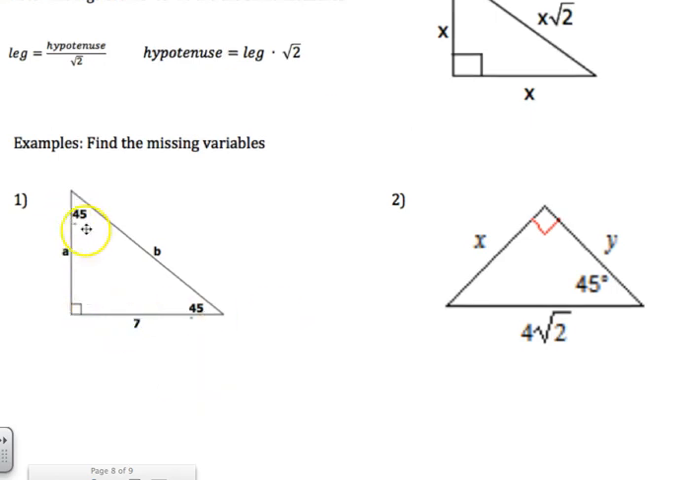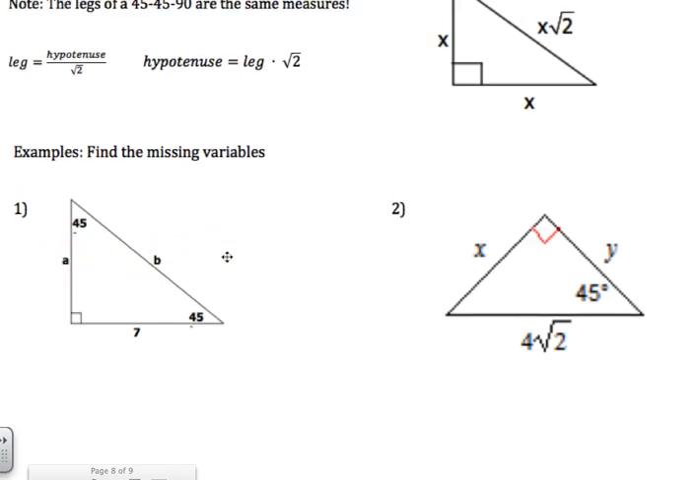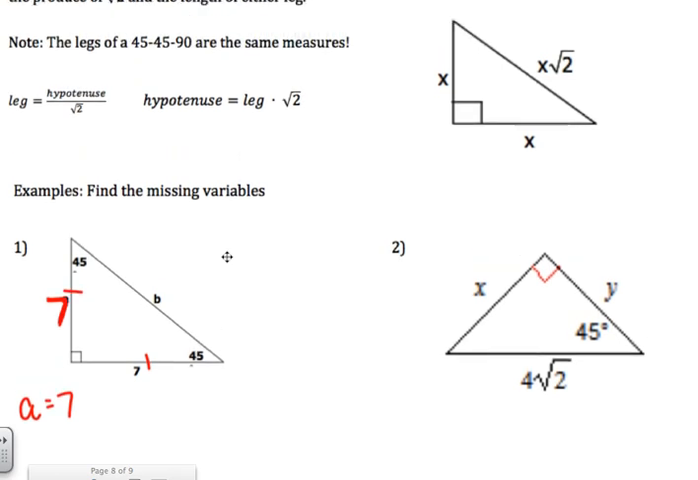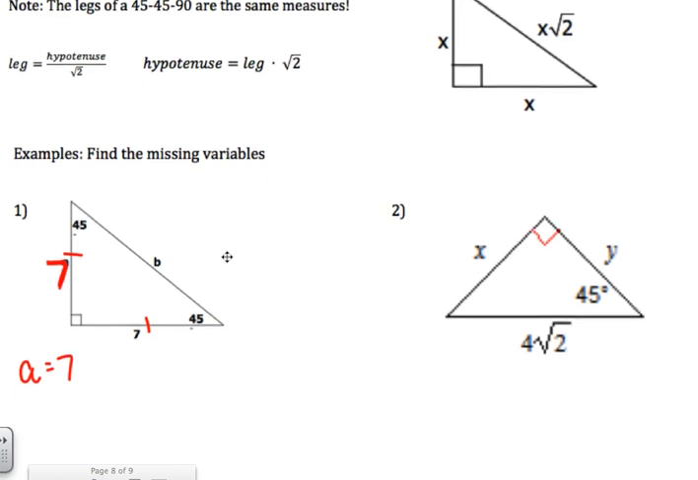So on number 1, I've got a 45, 45, 90 triangle, and I want to find A and I want to find B. Well, I know A and 7 are going to be the same because it's an isosceles triangle and the angles opposite of 45 are the same. So I know A is a 7. Now to find B, I just need to add a square root of 2 to the end of it. So it would be 7 root 2. Yes, it is that simple.